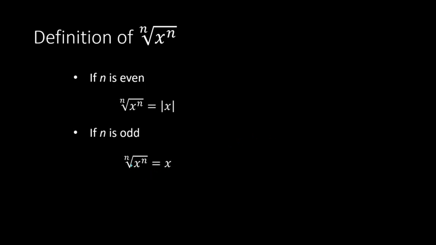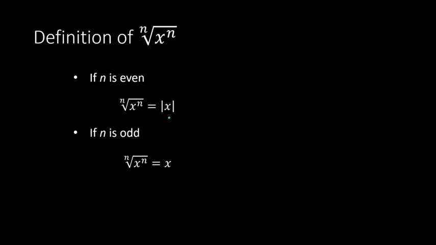Now, still on the topic of radicals, here we're trying to define this expression. All right, so you have the index is n, you have x to the n power. We want to look at two scenarios: one if n is even, and the other if n is odd. So if n is even, we would say that the nth root of x to the n power would equal the absolute value of x. And if n is odd, then we would have the nth root of x to the n power is equal to x.